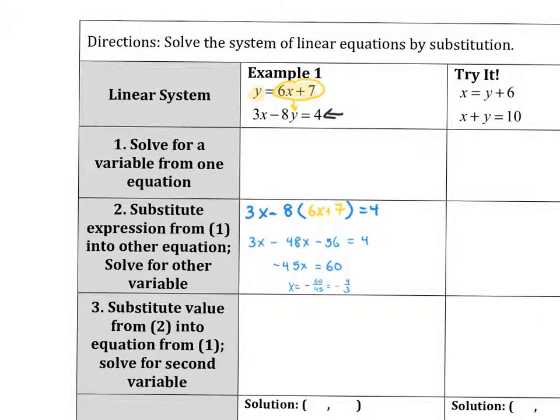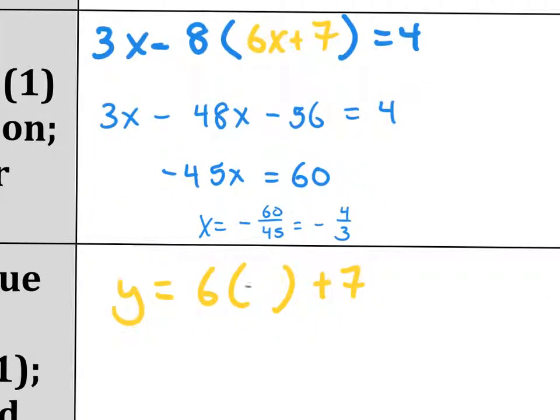So let's see here what to do next. Step number 4 says substitute the value from number 2 and place it back into 1, which is actually just this yellow one up there. So let's do that. y equals 6 times x, but instead of x, we're going to put the negative 4/3 there.